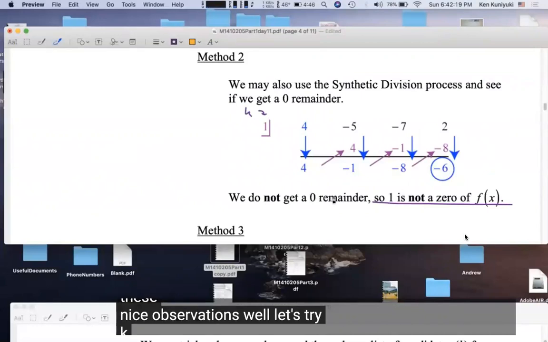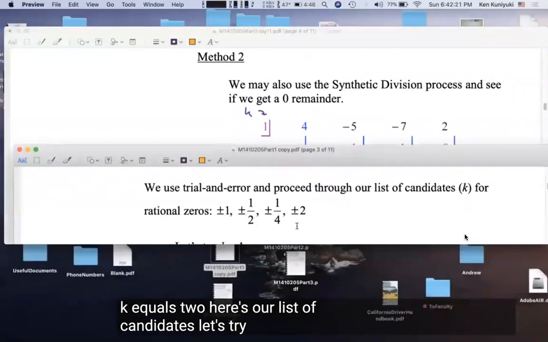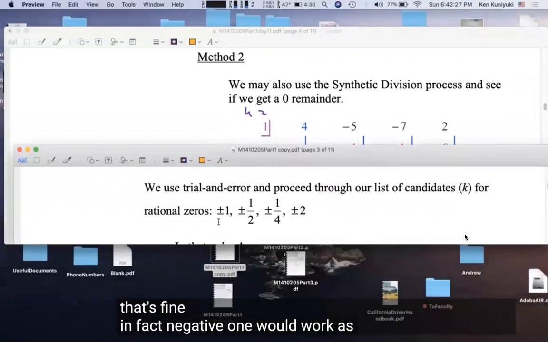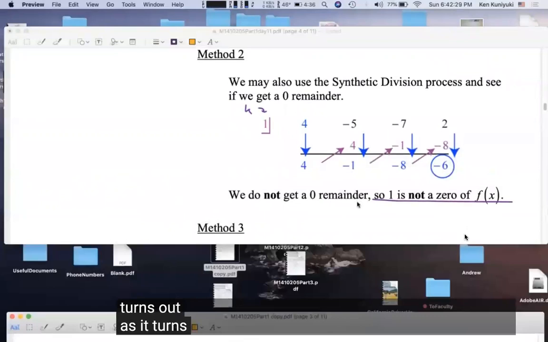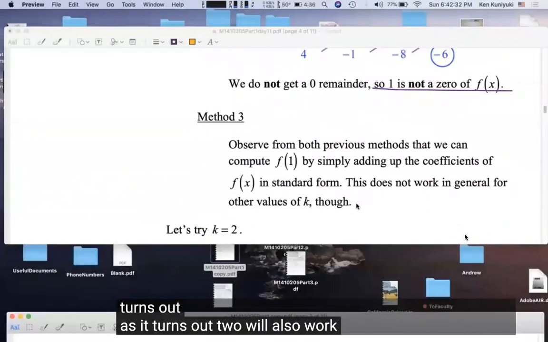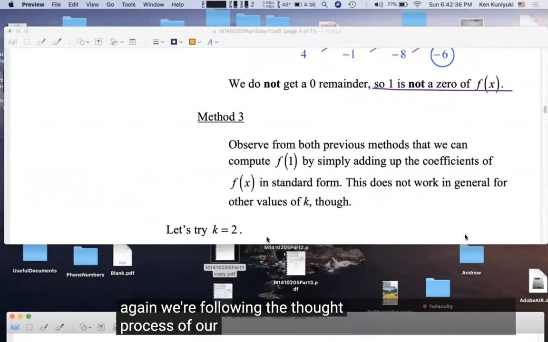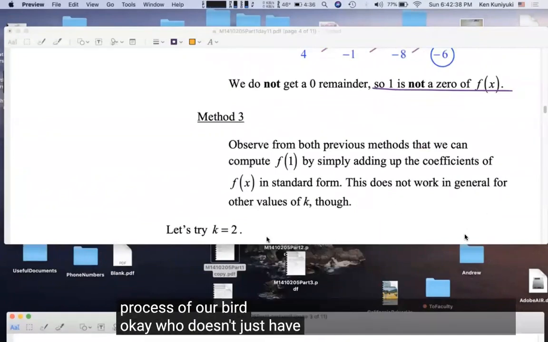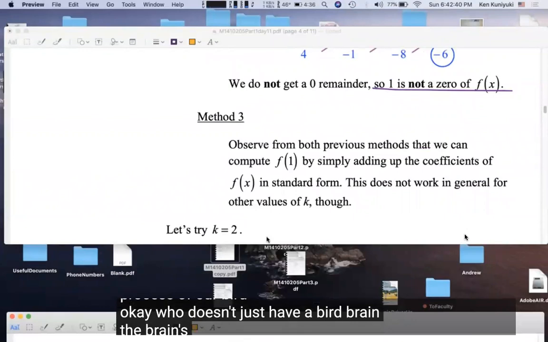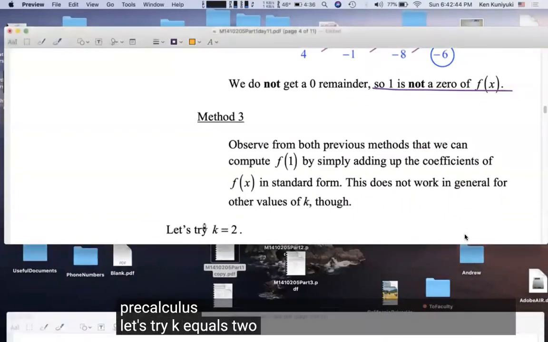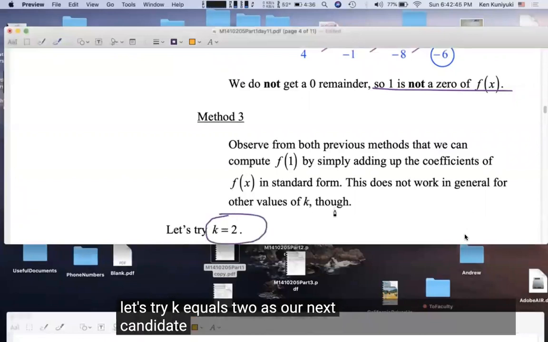Well, let's try k equals 2. Here's our list of candidates. Let's try k equals 2. Other students might try negative 1. That's fine. In fact, negative 1 would work as it turns out. As it turns out, 2 will also work. Again, we're following the thought process of our bird. Who doesn't just have a bird brain? The brain's good enough to know pre-calculus. Let's try k equals 2 as our next candidate.